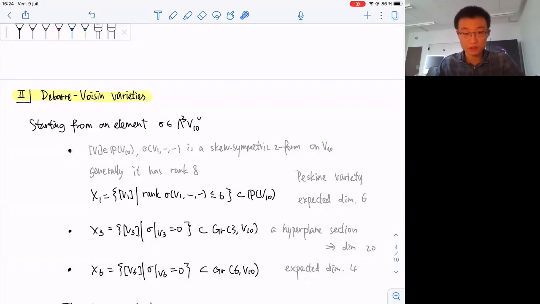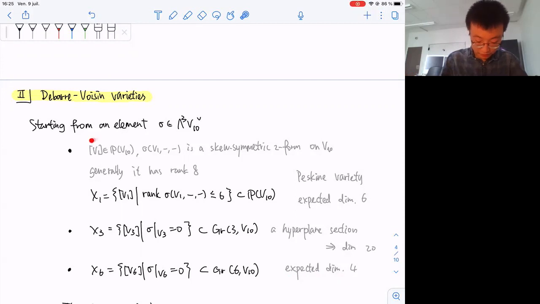And this is what we saw in Emmanuel's talk. So this is a third example, apart from the cubic fourfold and the Gushel-Mukai, where we have an example of a K3 category. So it's this case here. And for the X6 here, we can define it similarly. We consider the set of 6-dimensional vector spaces where the 3-form sigma vanishes. So this can be realized as the zero locus of a section of a 20-dimensional vector bundle on the Grassmannian G(6,10). So this gives a variety of expected dimension 4.